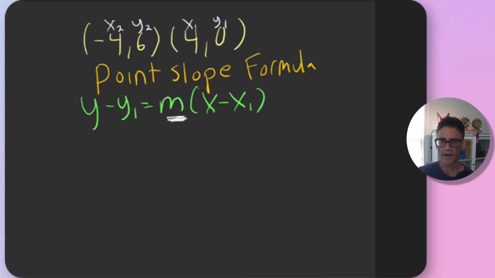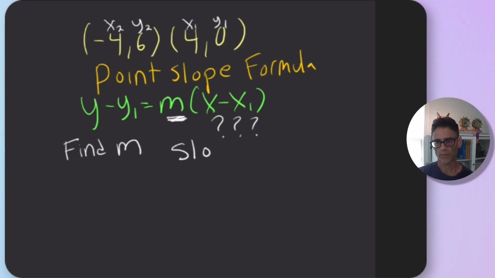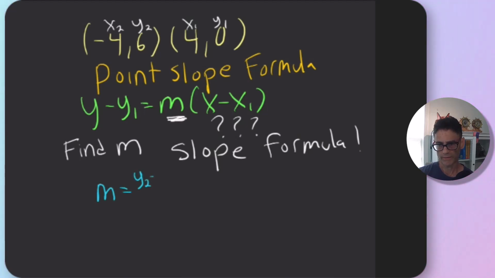I need to find the slope, right? Why do we define the slope? Well, what's the slope formula? The slope formula, recall, is y2 minus the y1 on top. Then underneath in the denominator, we're going to have x2 minus the x1. Okay, that's going to get us our slope.